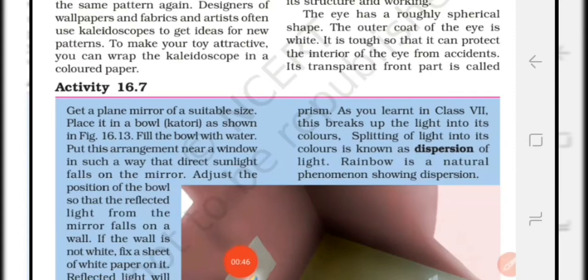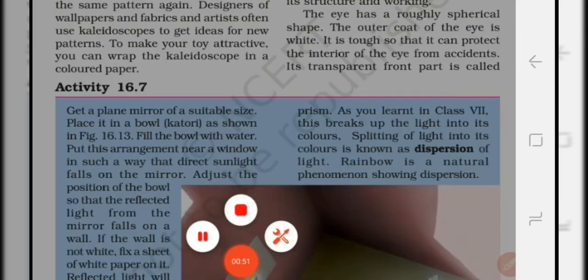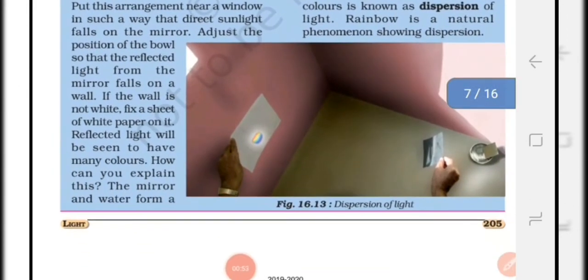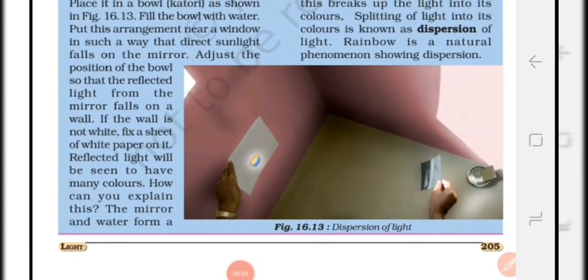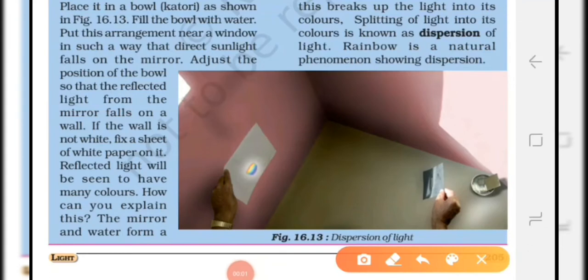To understand that sunlight consists of 7 colors, let us see this figure. According to this activity, you have to take a plane mirror. After that, put this plane mirror in a bowl. Now, fill the bowl with water and gently put this arrangement near a window in such a way that the direct sunlight falls on the mirror. Now, adjust the position of the bowl so that the reflected light from the mirror falls on the wall.